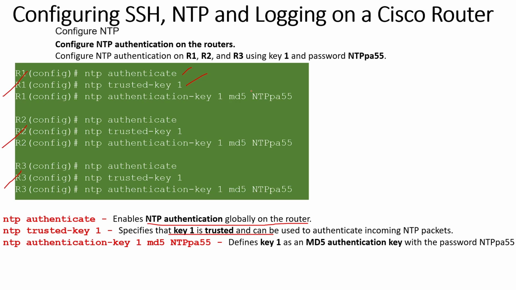If you can still remember the password that you used in the PC-A NTP services configuration, this is where we will define it. We issue the command ntp authentication-key 1, and then that was md5, and here is the password that we have configured in the PC-A NTP service. So this will define key 1 as an MD5 authentication key with the password that we have set just a while ago.